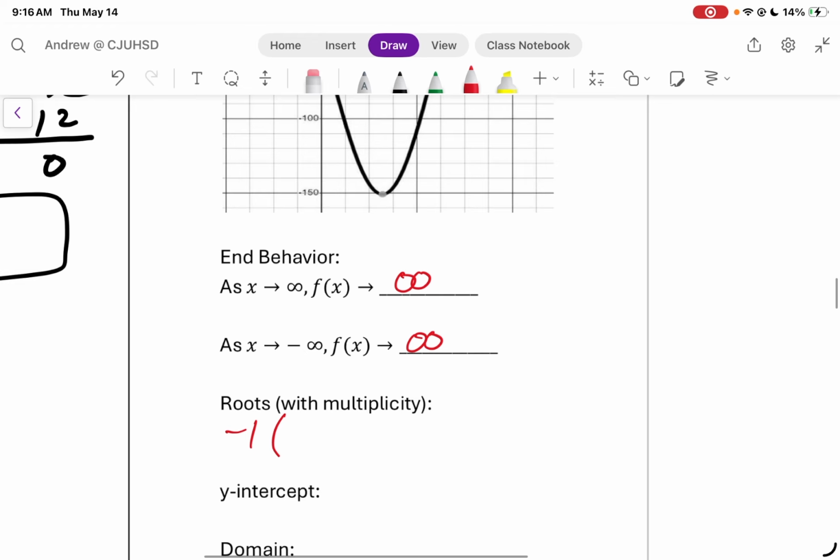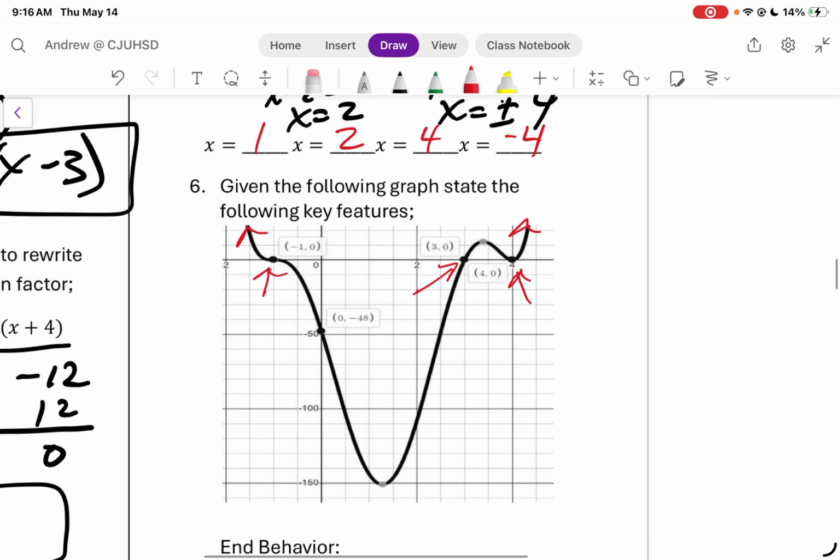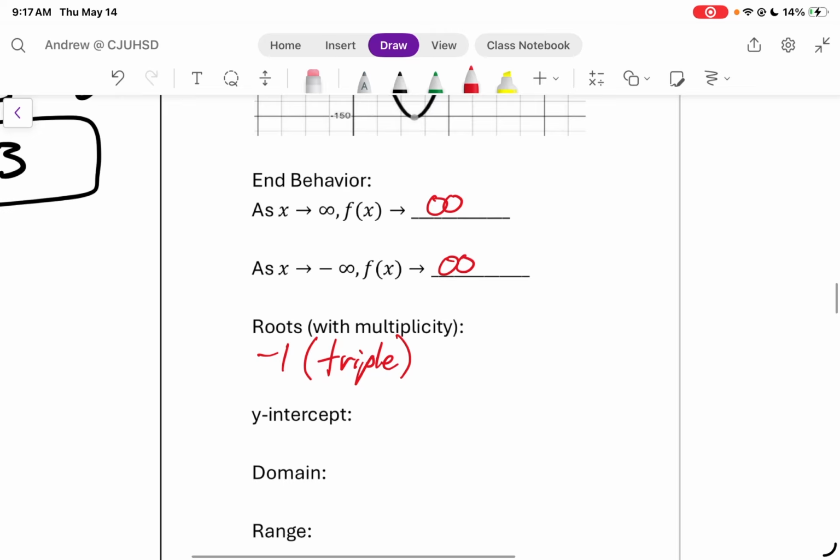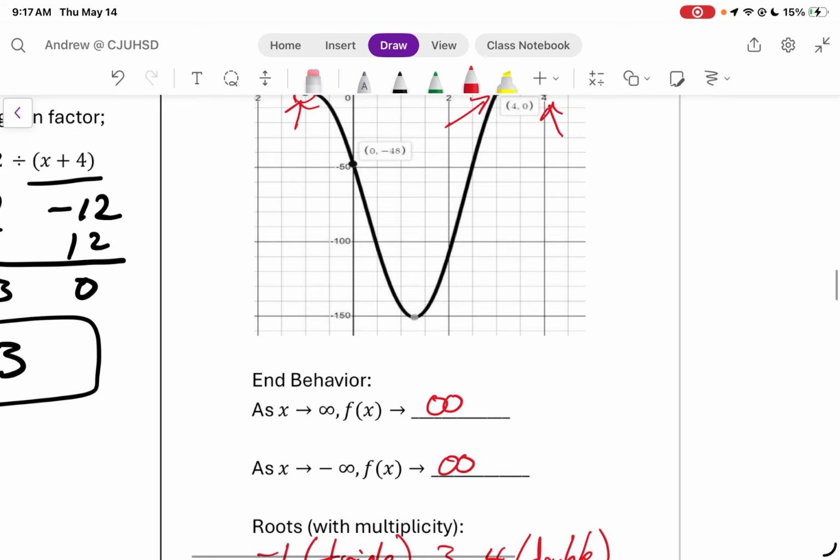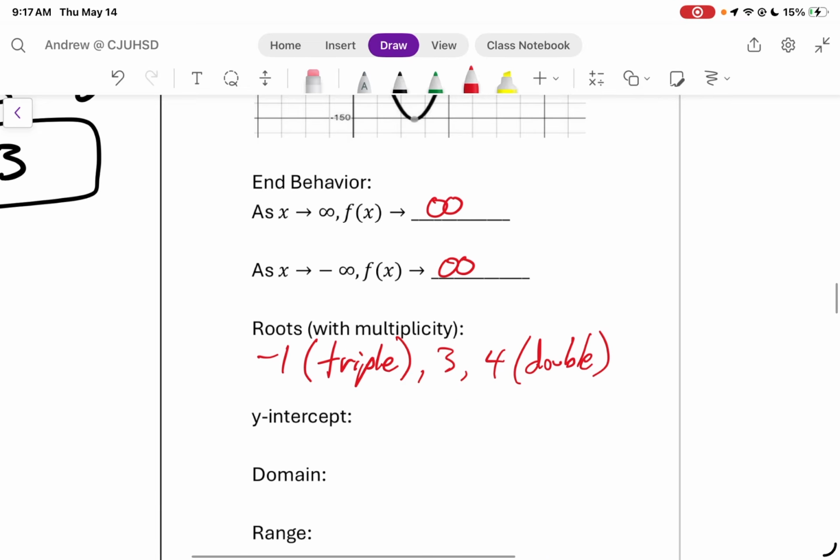Negative 1 is a triple root because it goes through this point of inflection right here. Then positive 3 is a single root, but 4, because it bounces, is a double. So 3 and 4, double. The y-intercept is right here at 0, negative 48.